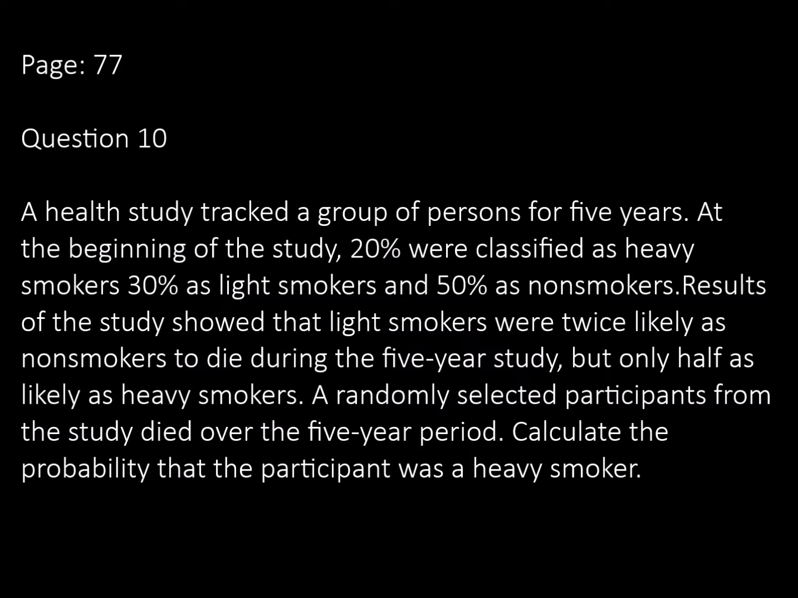Results of the study showed that light smokers were twice as likely as non-smokers to die during the 5-year study, but only half as likely as heavy smokers. A randomly selected participant from the study died over the 5-year period. Calculate the probability that the participant was a heavy smoker.